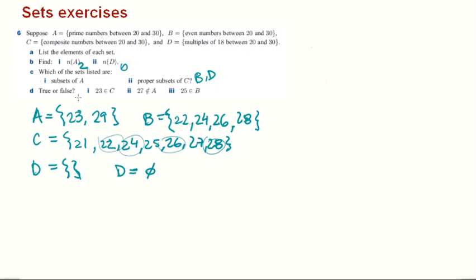Now, true or false? 23 is an element of C, is a member of C? That's false. We could either write false or, if you were the one designing it, you would just cross it out. What we're going to say here is false. Number 2, is 27 not a member of A? Yes, true. 25 is a member of B? No, false. And there we go.